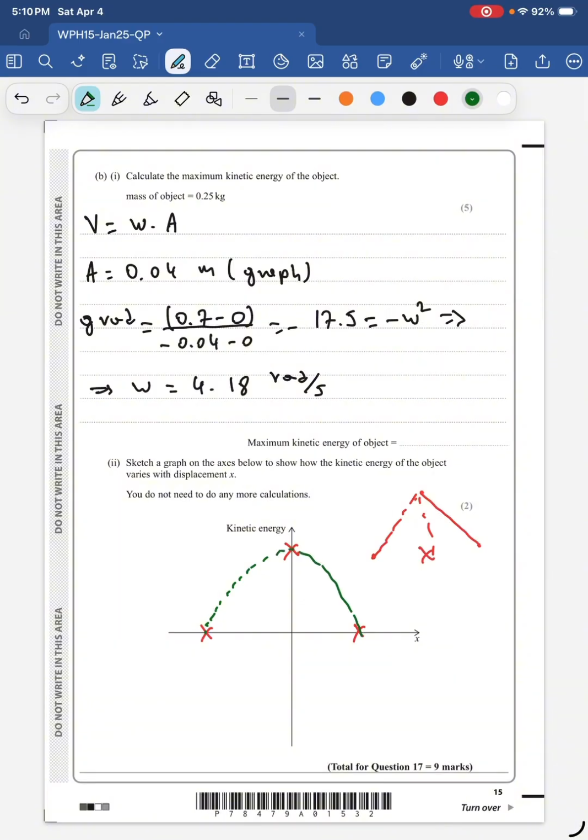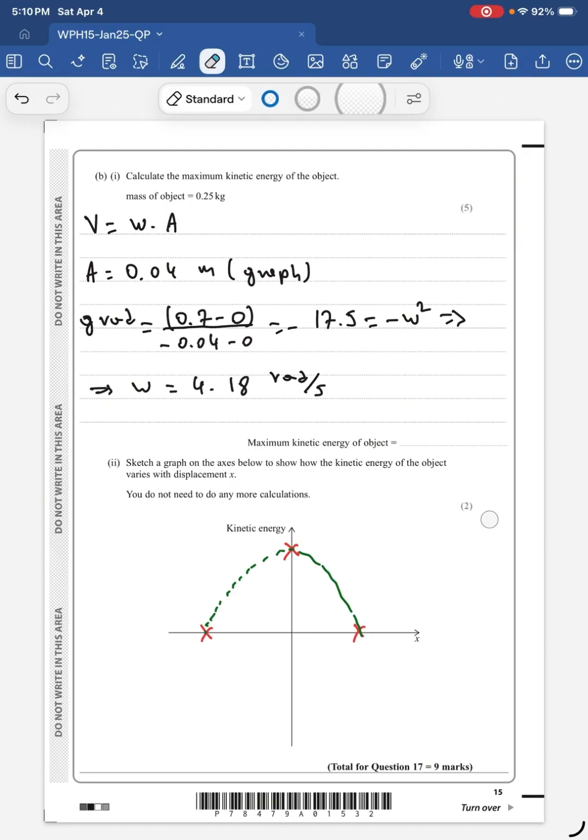And this is what the kinetic energy looks like in simple harmonic motion. Same applies for an oscillator, by the way, okay? So this was question 17.